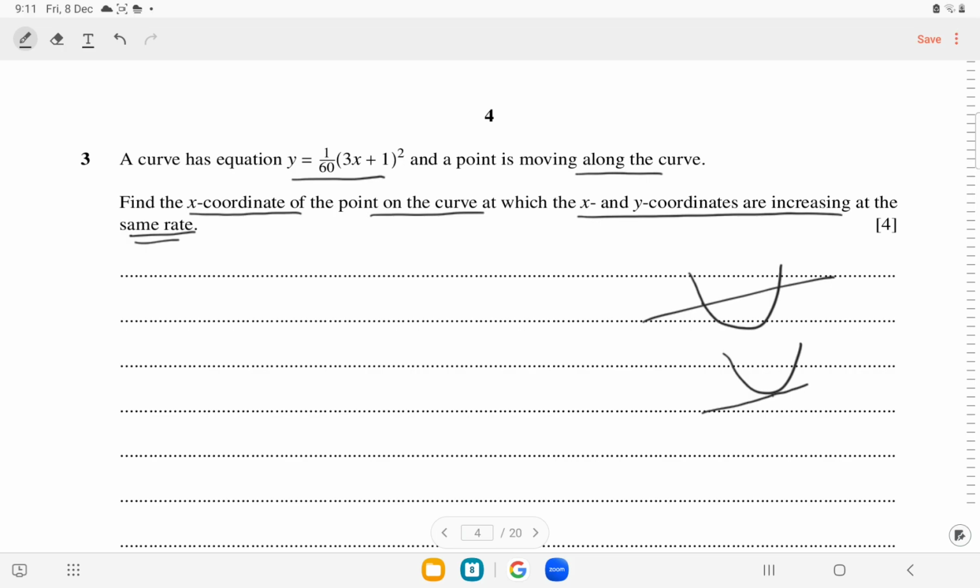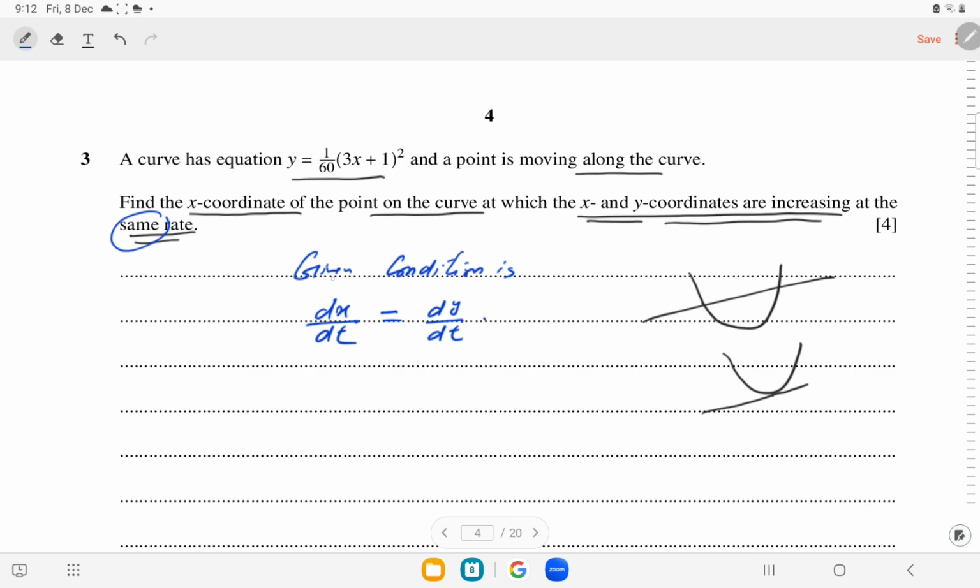As it is very clear in the question, we have to find the x coordinates, the point of the curve at which the x and y coordinates are increasing at the same rate. Increasing means they are positive, both are positive, as we have described in the rules. So the given condition is that the rate of change of x with respect to time, dx by dt, is equal to dy by dt, because same rate means they are equal.